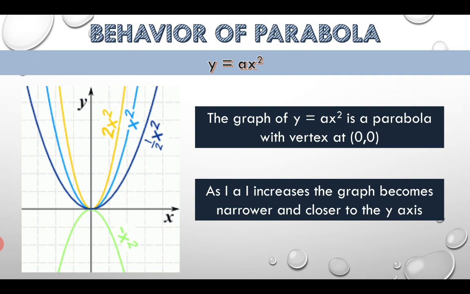So, you disregard it when a is negative. So, when it opens downward, it is still a mirror. This is negative 2x squared. Okay, sorry. And then, negative 1/2 x squared is still farther. So, when you say absolute value, you do not consider the negative sign.